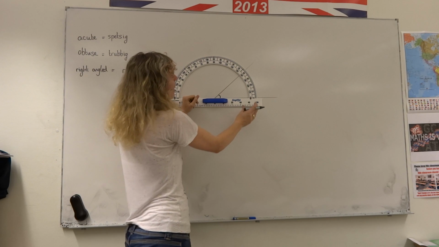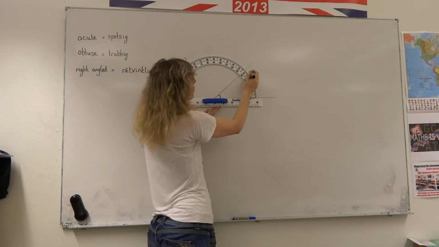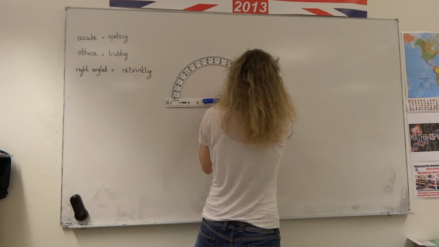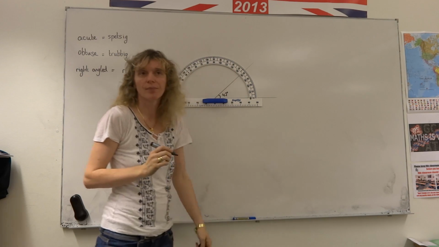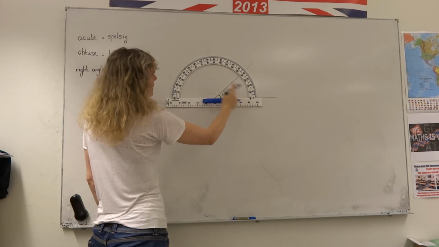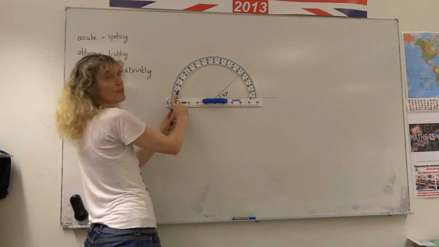And then I can go around and I can measure 0, 10, 20, 30, 40. And I can see here that I have exactly 42 degrees. But we can also see from the protractor that there's another scale going around here. What's that one doing? Well, it's actually giving me the other angle.